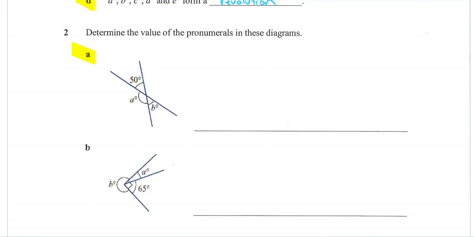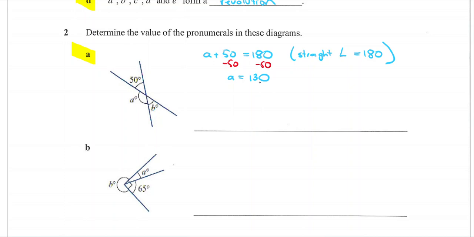So if I do A first, pretend the B is not there, we have a straight line happening. So that means that A plus the 50 is equal to 180, making a straight line. And our reason is because straight angles equal 180. Okay, then solve that equation to find A. So I'm going to minus 50. And that gives A equals 130.